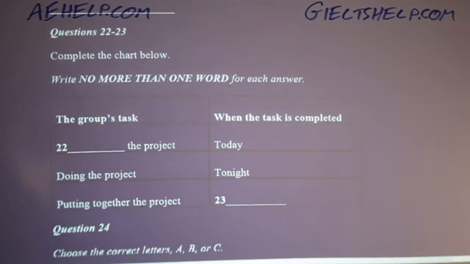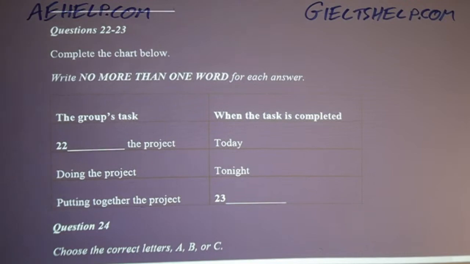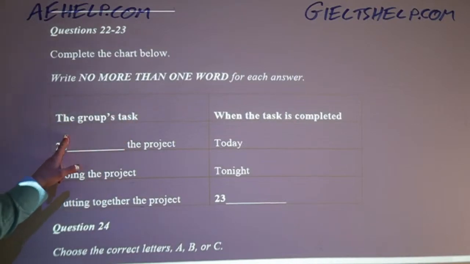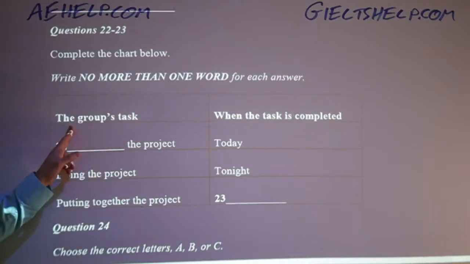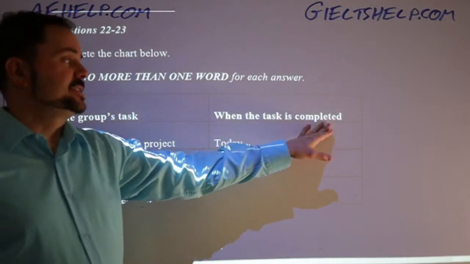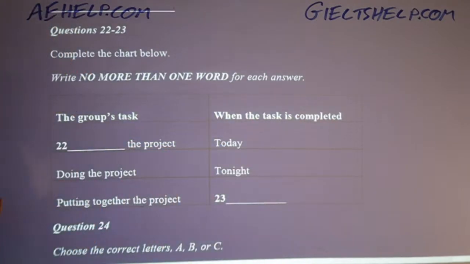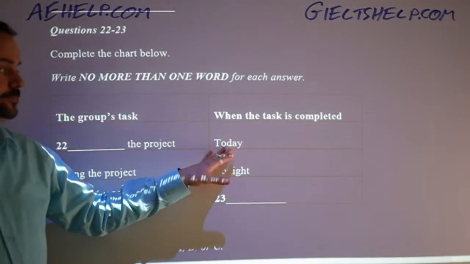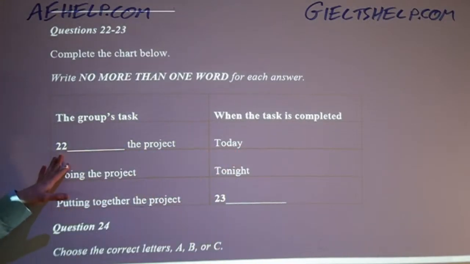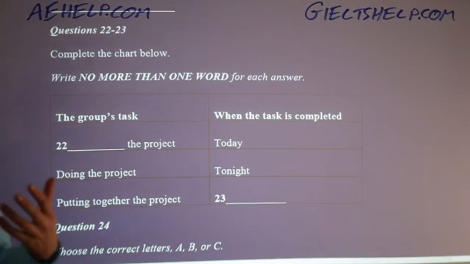All right, so here we have a chart completion. For chart completion, really pay attention to the titles of the columns and rows. So here it's the group task, and then here when the task is to be completed, and really follow logic, okay? So today, what are they doing? Number 22. And I think it's quite simple, okay?